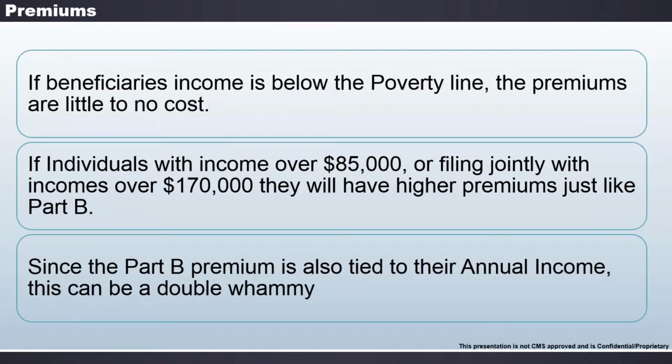And if the income, again, as I pointed out earlier, that income base, if it's over $85,000, or filing jointly, is over $170,000, they will have higher premiums, just like that Part B. And since Part B is also tied to their annual income, it can be a double whammy. So if they're going for Part A, Part B, and then they do Part D, they'll have the premium for Part B as well as Part D both to pay. So they'll have additional costs on that. So you need to make sure that it fits within their budget to have that.